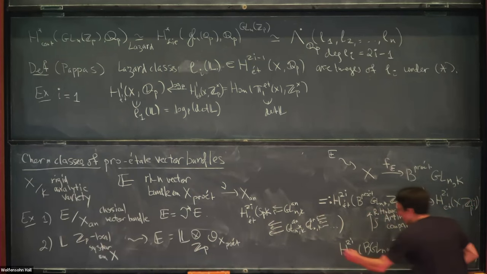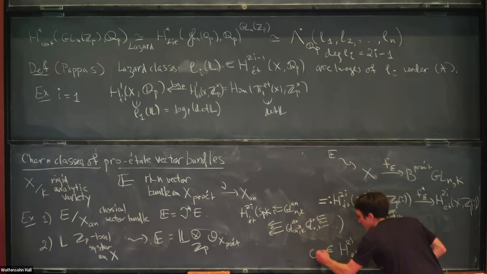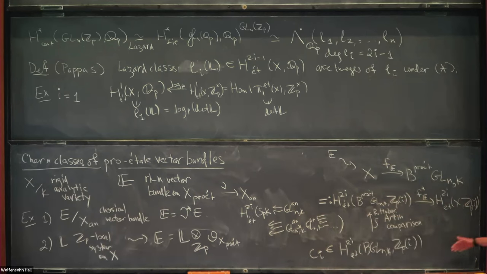But nonetheless, here I have the usual algebraic Chern class, and I can map it here, and now I can use it to produce characteristic classes of pro-étale vector bundles. So let me introduce notation for this.